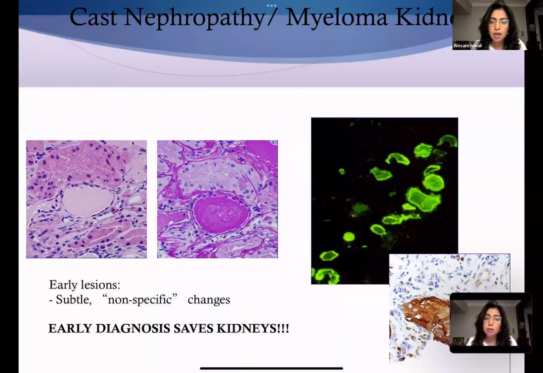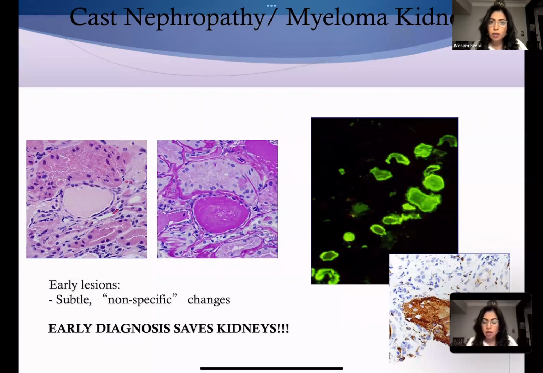But the important point is that not all of these patients present with such a florid picture, or with an advanced case, or with pathognomonic casts. Usually the lesions are early, and early they are subtle, and you have non-specific changes, and they are PAS positive. It's very important to have a high index of suspicion in these cases, because early diagnosis saves the kidneys of these patients. In early cases, you can stain for kappa and lambda, and usually you have a monoclonal restriction, so you can have more kappa staining rather than lambda.